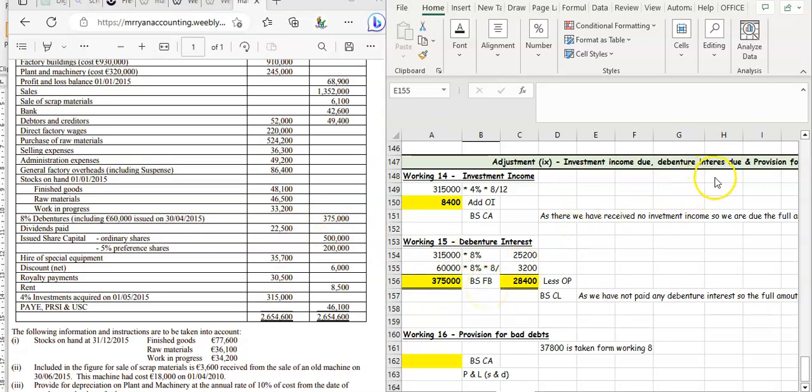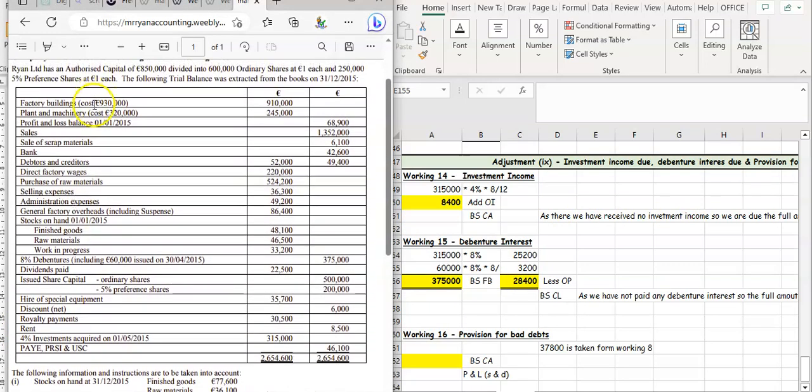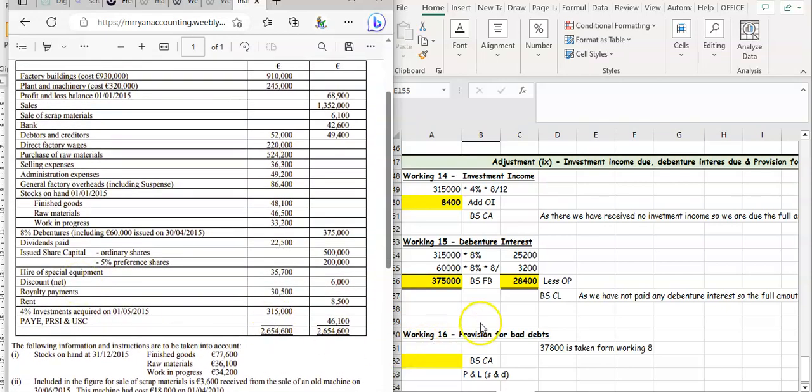Because it says debenture interest due, I'm just going to have a quick scan again to see, did we pay any debenture interest? And as we scan down, don't see any there. So that means that the 28,400 will also go into your balance sheet as a current liability.